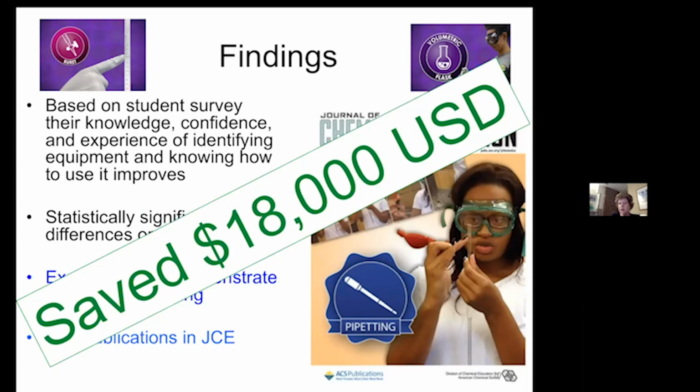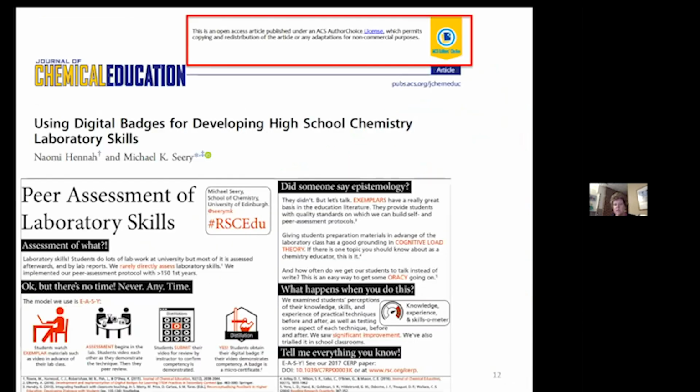But beyond what we've done at Purdue, certainly Michael has played a huge role in the chemistry community in driving this work forward in terms of developing badges for both high school chemistry and at university. So make sure you've read his article, Using Digital Badges for Developing High School Chemistry Lab Skills. That's an ACS Editors' Choice, so it's freely available around the globe. And then of course, he's got a fabulous website.